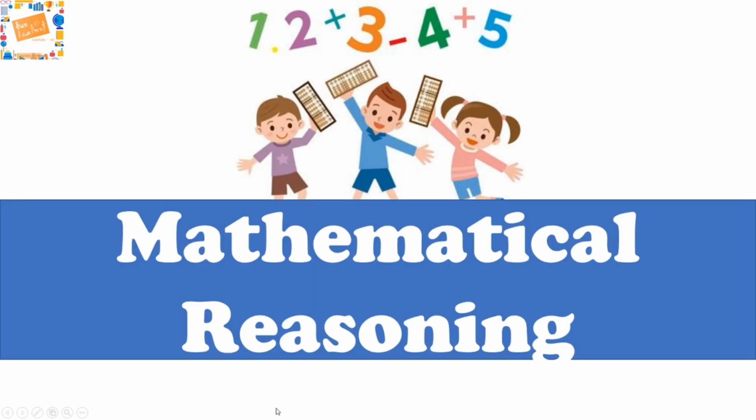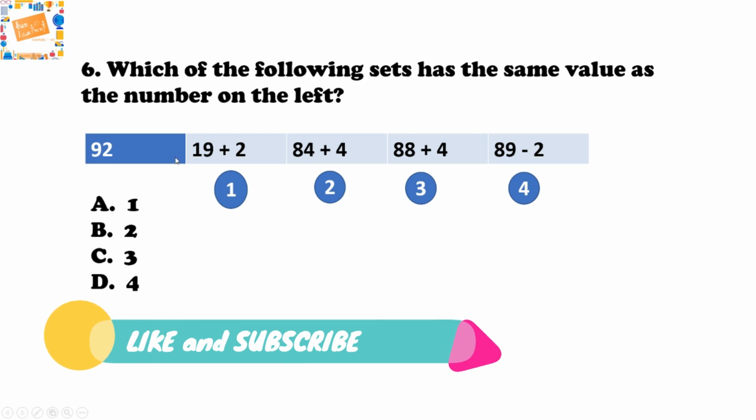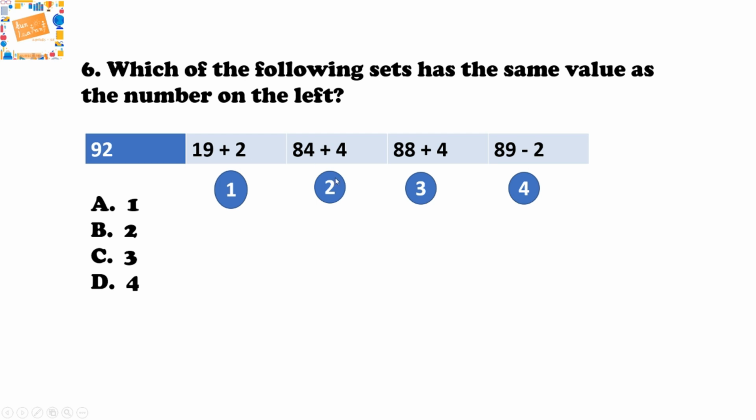So let's go to our next section, which is the mathematical reasoning. Our first question here is, which of the following sets has the same value as the number on the left? This is the number on the left, 92. We have to guess, is it block 1 or 2 or 3 or 4 which matches 92? So choose your right answer and I'll give you less time for this because this is an easy one.